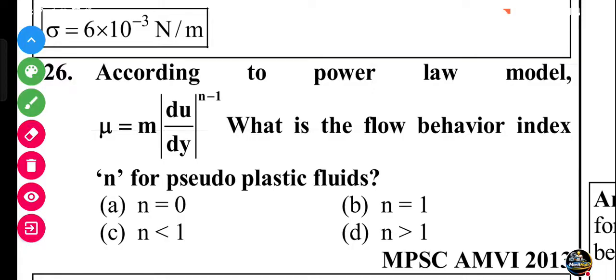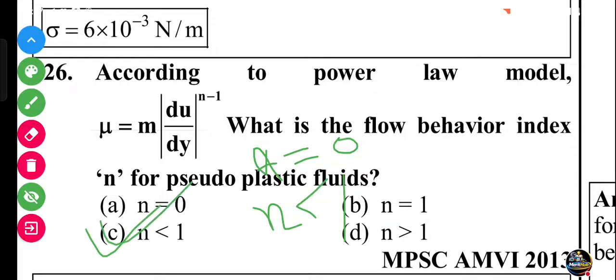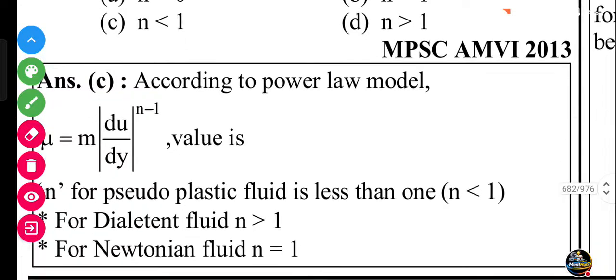Friends, next question. According to the power law model, mu equals m (du by dy) to the power n minus 1, what is the value of the behavior index n for a pseudoplastic fluid? We know the pseudoplastic fluid is a shear thinning fluid. For the shear thinning fluid, n is less than 1. Okay, so C is the answer. Let's check whether the answer is correct or not. Yes, you can see the answer.